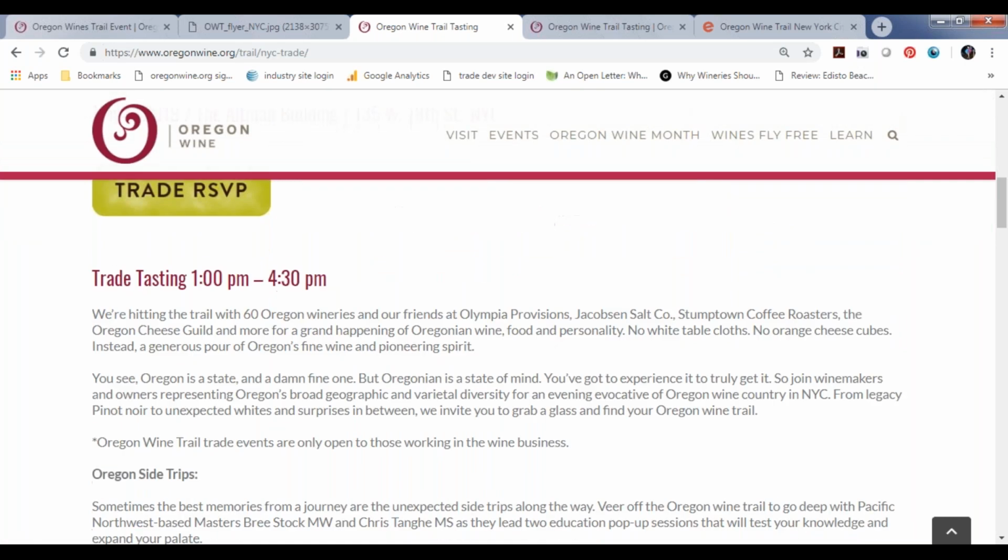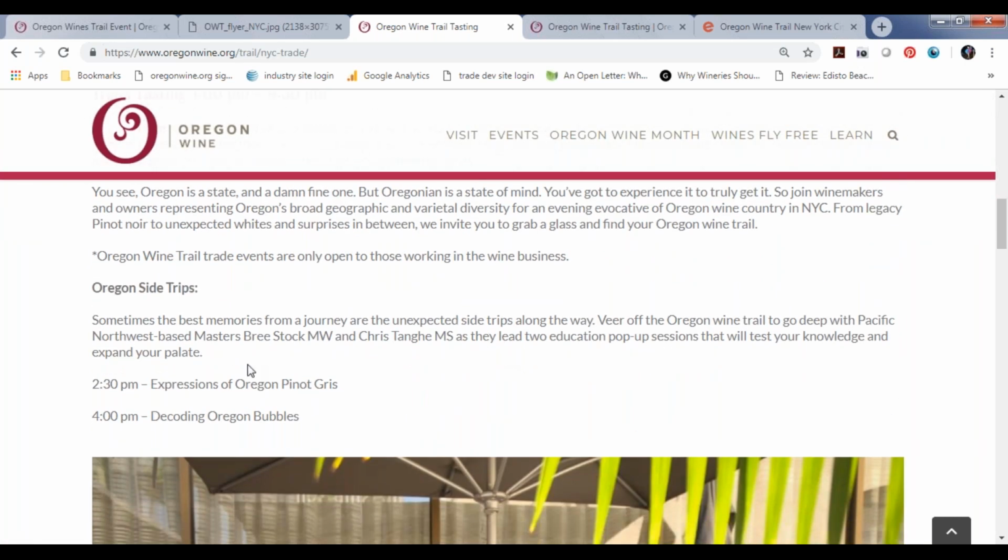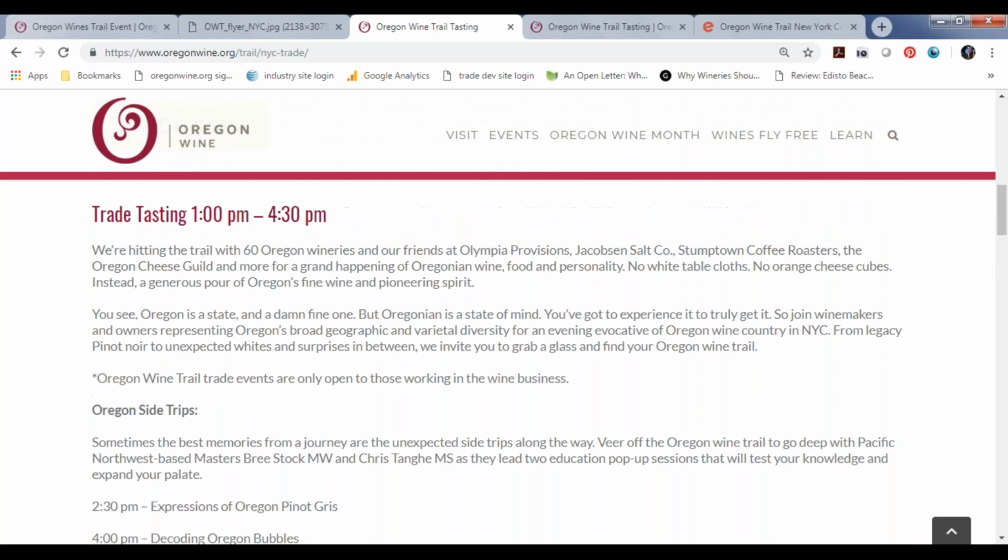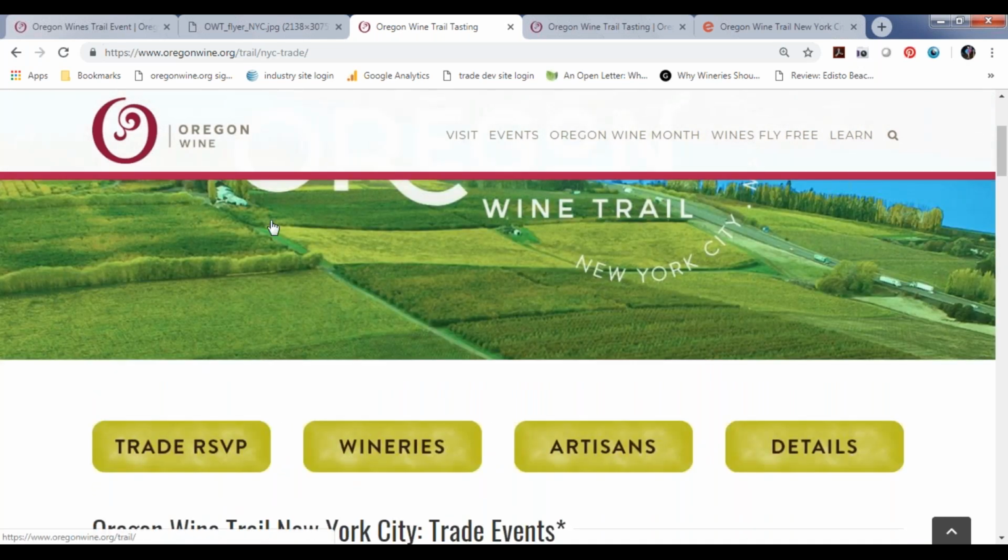And this is Christina's trade page. It includes some additional information that the consumer page does not have, obviously, about the education elements, and includes several large RSVP trade buttons.